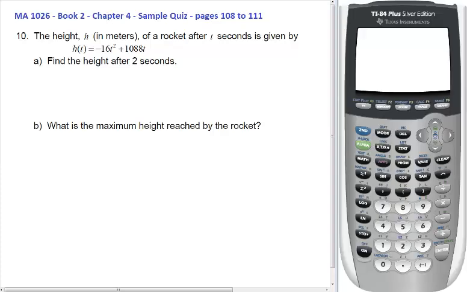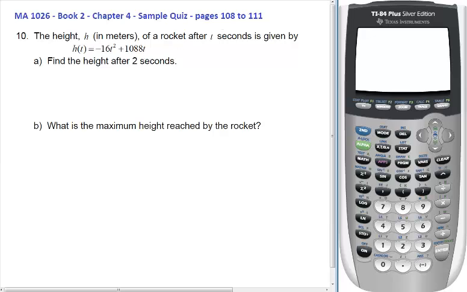Good day, students. Today we're going to look at the solution to number 10. It's a long answer question from your chapter 4 sample quiz found in book 2 of your MA1026 booklets. And it's giving us an equation of the height in meters of a rocket t seconds after it's being fired. And the first question is finding the height after 2 seconds.